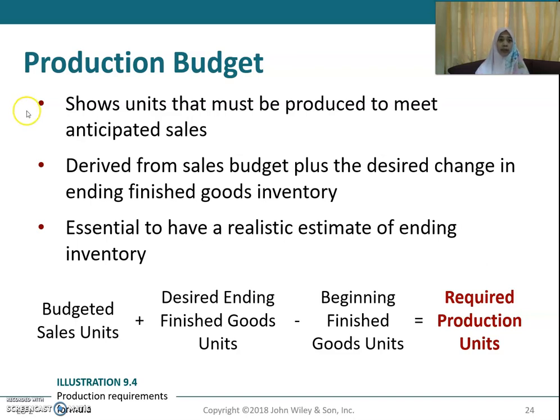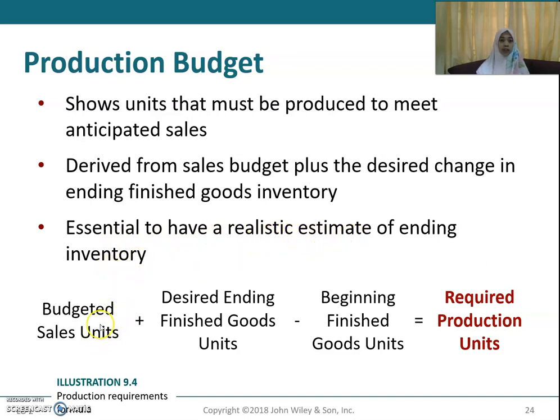So production budget shows the units that must be produced to meet the anticipated sales demand, right? That one is derived from the sales budget, plus the desired changes in ending finished goods inventory. So how many units that you need to produce depends on the sales, and then you need to do some adjustments. What are the adjustments? It depends on the changes in the ending finished goods inventory. So it is essential to have a realistic estimate of ending inventory.